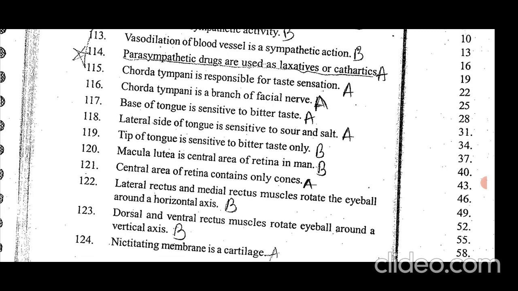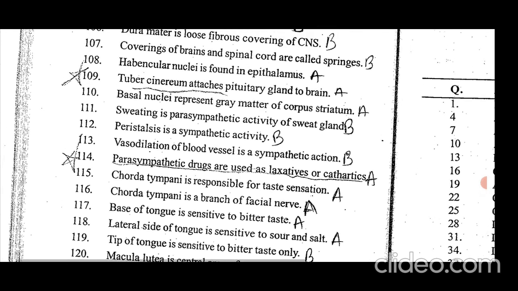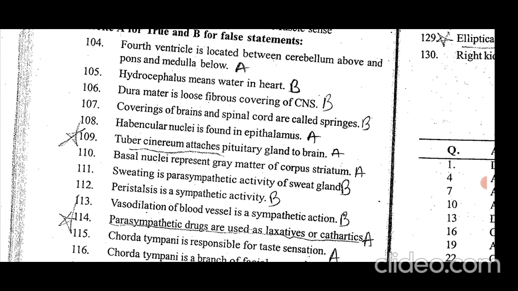The lateral side of the tongue is sensitive to sour and salt, and the base of the tongue is sensitive to bitter taste. Chorda tympani is a branch of the facial nerve which is responsible for taste sensation. Parasympathetic drugs are used as laxatives and cathartics. Basal nuclei represent the gray matter of the corpus striatum. Tuber cinereum attaches the pituitary gland to the brain.